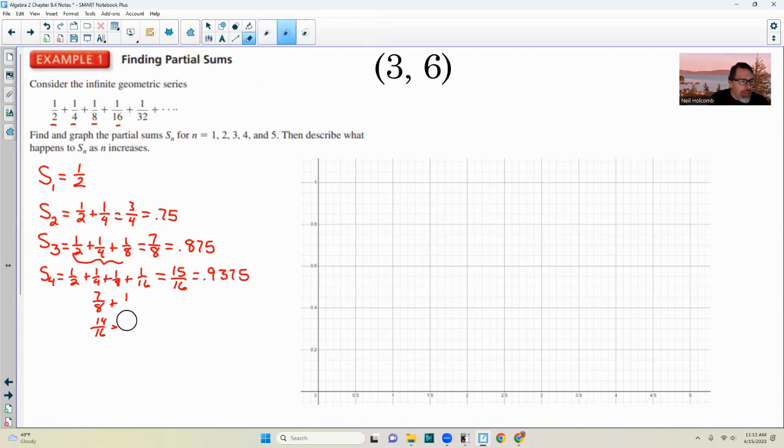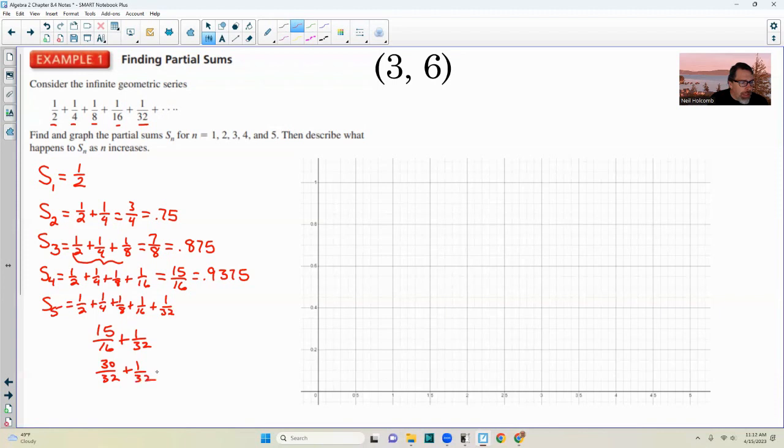Then S sub 5 is the sum of the first five terms, which is 1/2 plus 1/4 plus 1/8 plus 1/16 plus 1/32, which is the fifth term right here. As I said before, you take the sum of the first four terms and just add the last one to it. So that's the same as 15/16 plus 1/32, which is 30/32 plus 1/32. This is going to equal 31/32.